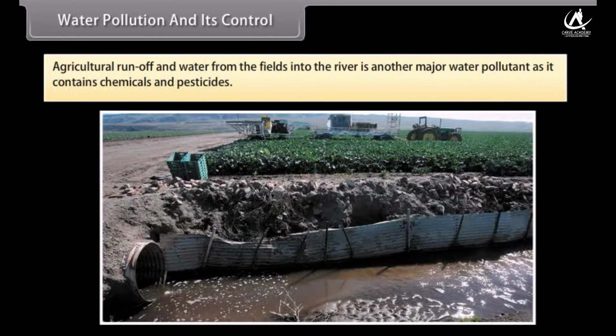Agricultural runoff and water from the fields into the river is another major water pollutant, as it contains chemicals and pesticides.